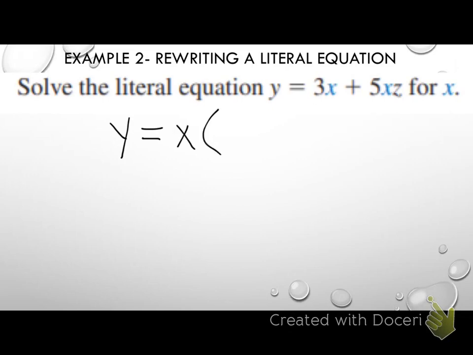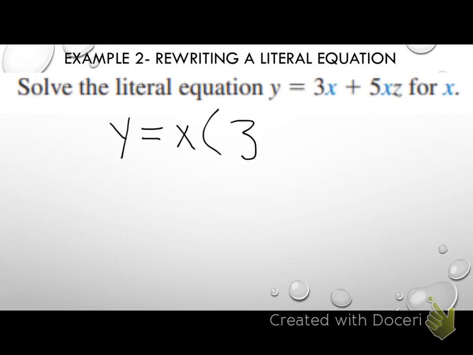We're going to think reverse distributive property here. Okay? If I were to distribute this X into this parentheses, I would want to get back to my original equation. So, X times what would give me 3X? 3. So it's just going to be 3 right there in that first part of the parentheses.